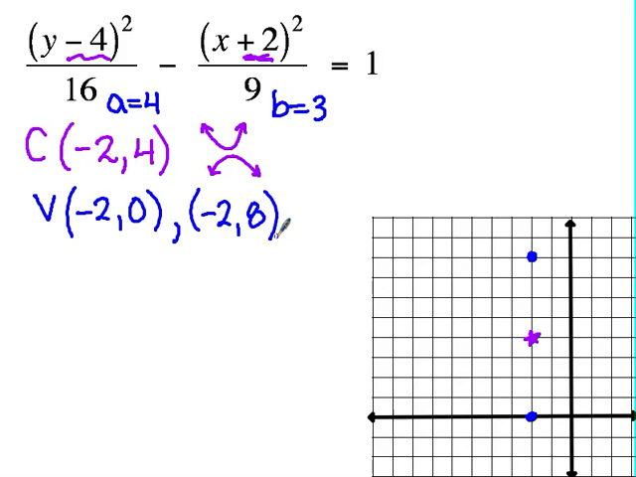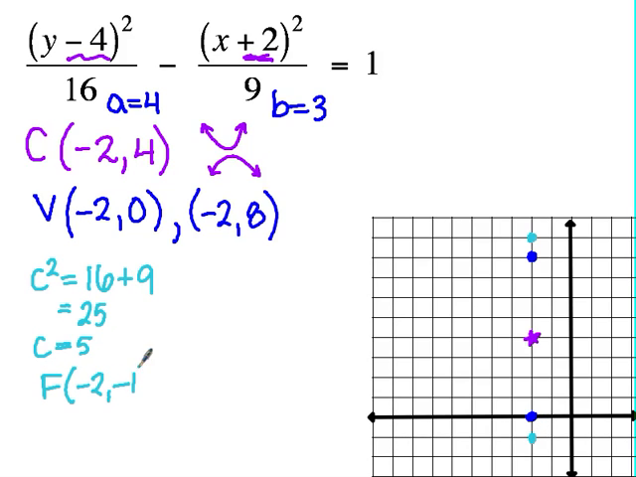So now I need to find the foci. In order to find the foci, we need to find what C equals. Do you remember the formula from yesterday? Perfect. C squared equals A squared plus B squared. So 16 and 9 gives me 25. C is 5. So my foci are going to be located from the center, up 5, down 5. So they will be located at -2, -1, and -2, 9.